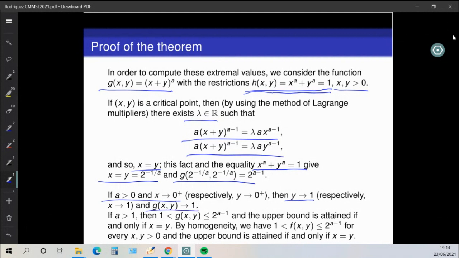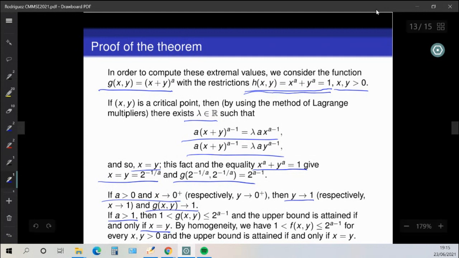Okay, and now if a is greater than 1, we have the minimum and maximum value, sorry, the infimum, which is 1 in this case, and the maximum value, which is 2 to the power a minus 1. And the equality is obtained if and only if x is equal to y. Okay, and of course, since we have these inequalities for the function g, then by homogeneity, we have the same inequalities for the function f.